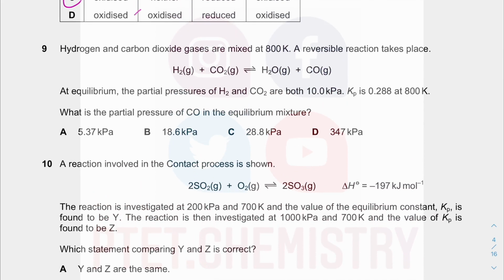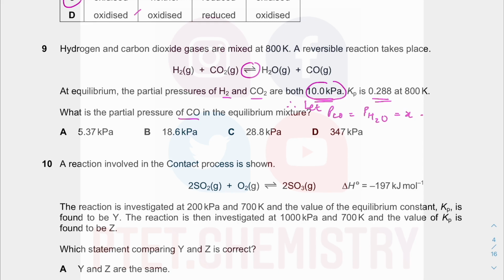Number 9 is to do with equilibrium because you have reversible reactions. So given the partial pressure of H2 and CO2 are both 10 kilopascal, and you know the Kp, what is the partial pressure of CO? The partial pressure of CO is actually equal to the partial pressure of H2O because of the 1:1 ratio. Both of these are products. If you produce 1 mole of these, you also produce 1 mole of these based on the stoichiometric equation. So therefore, let them be X.